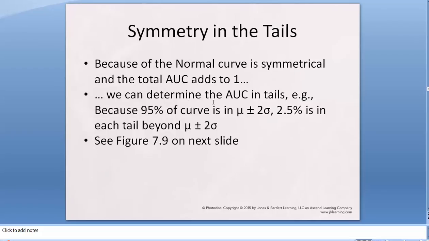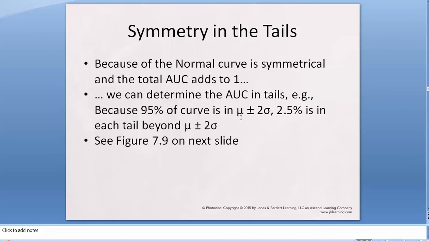Symmetry in the tails: the normal curve is really symmetric. That is a very, very important feature, and we are going to use it a lot. Because the normal curve is symmetrical and the total AUC adds to 1, half of the curve is 0.5 and the other half is 0.5, and the behavior of the curve on both sides is pretty much the same.